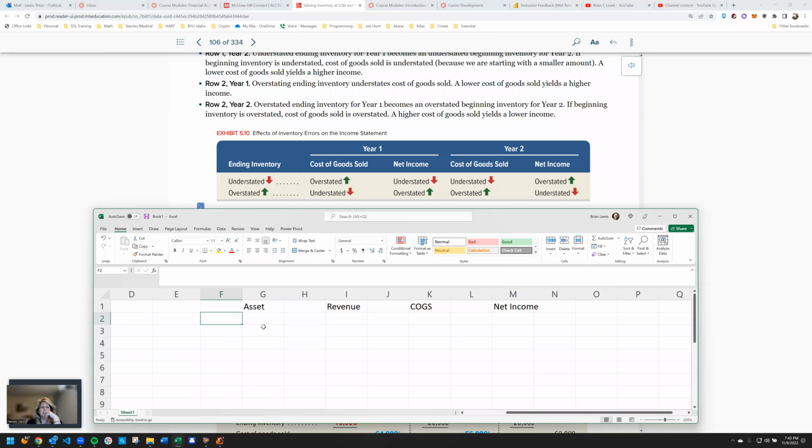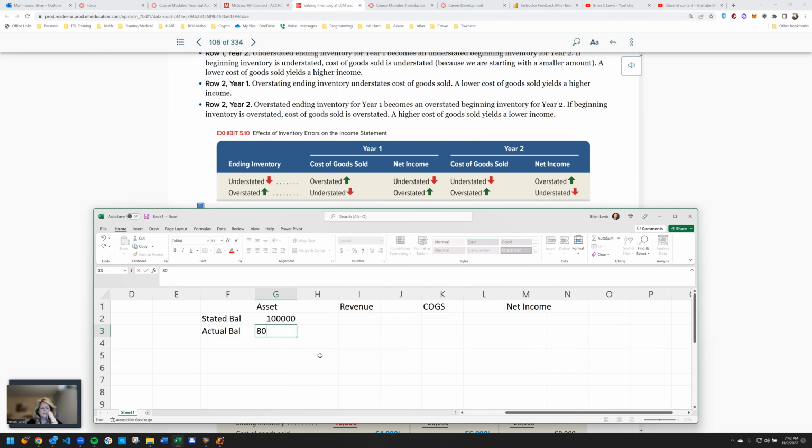So let's say my ending balance should have been 100, or it is the stated balance and the actual. They might call this as reported, and then your actual. Let's say it's $80,000, right? The actual amount is 80. So right now it's overstated, right? So it's overstated.